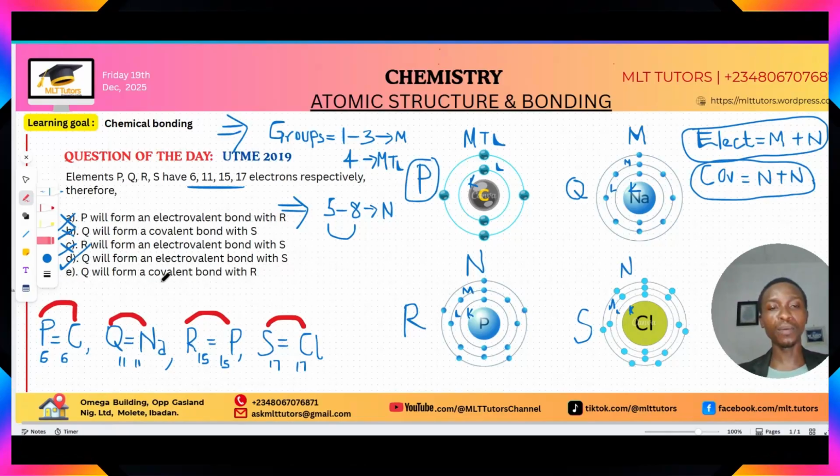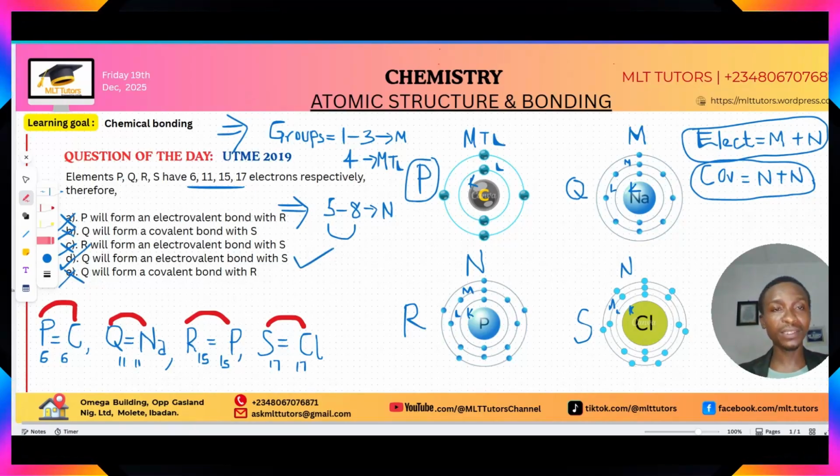Okay, let's check the final option, which is option E. Q will form a covalent bond with R. Q is a metal, while R is a non-metal. So definitely that is incorrect, because covalent has to do with non-metal and non-metal. So the correct answer in this question is actually option D.